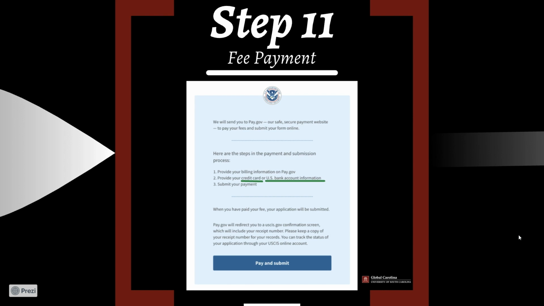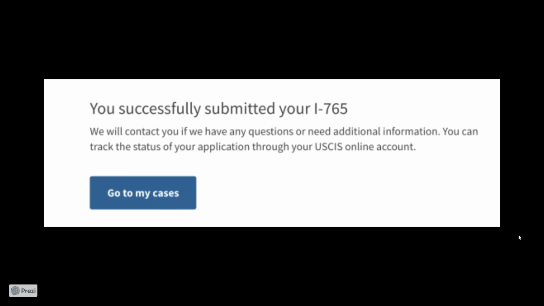Then you will be redirected to pay.gov. You will have the option to select your payment method. Remember that you can pay by bank account or by a credit card. If your payment goes through, you will be directed back to USCIS and get the confirmation that the I-765 form was successfully submitted. Invalid payment information will not submit your form. Please make sure that your information is correct so that your form submission will go through.